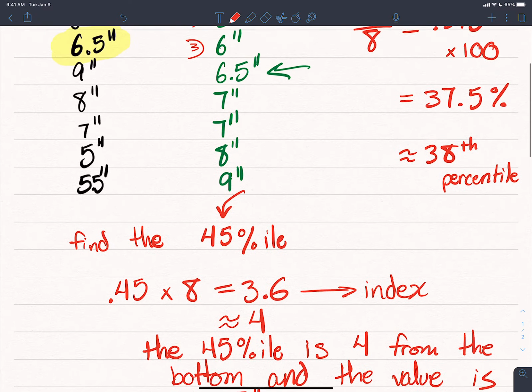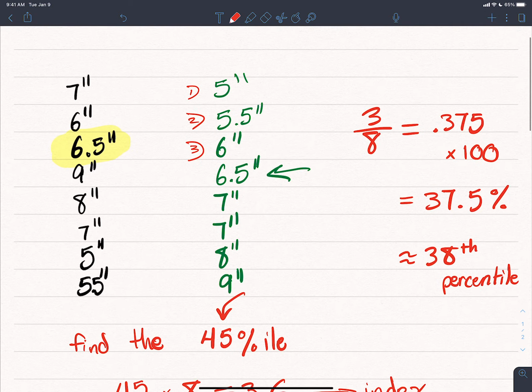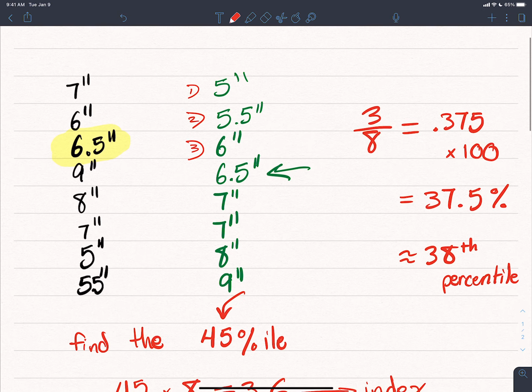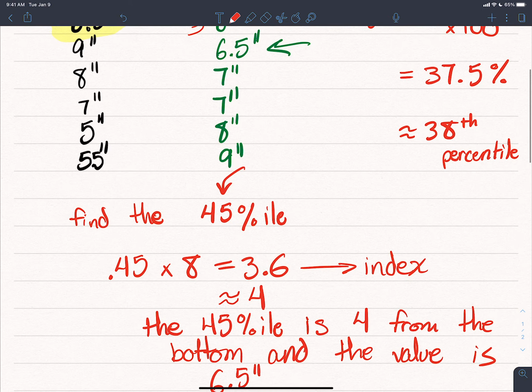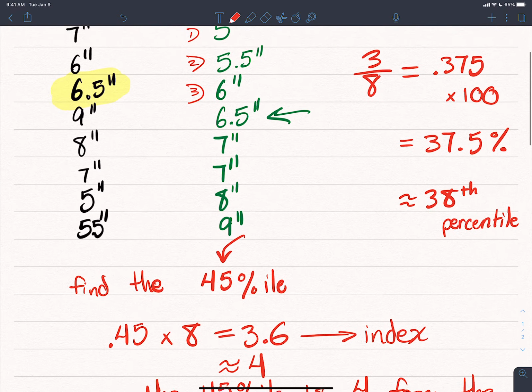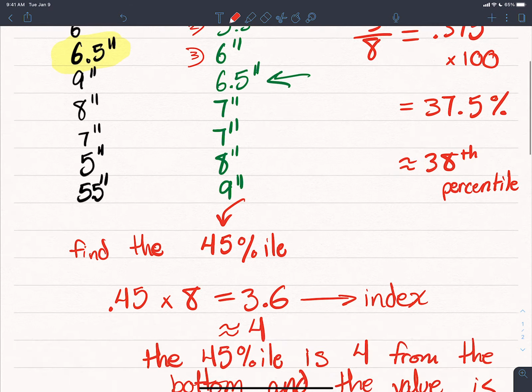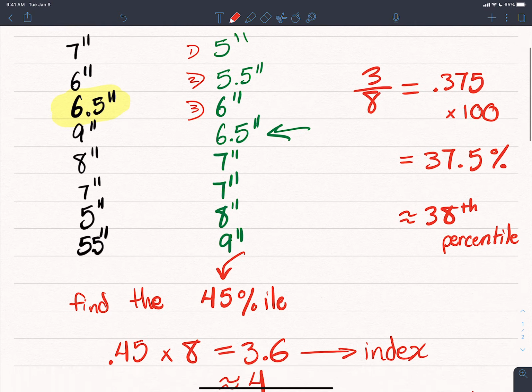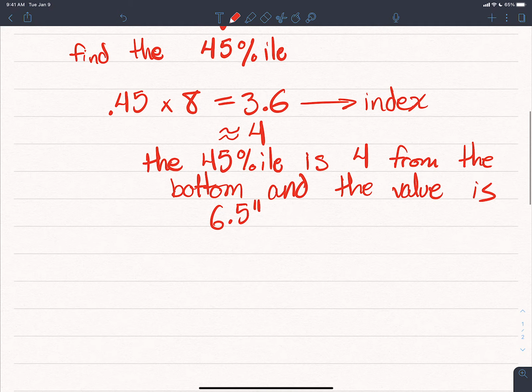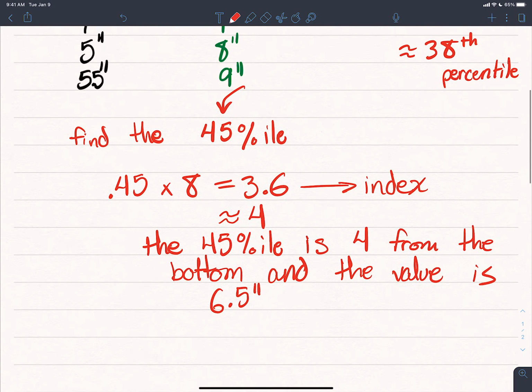Now you may be like, wait a second, I thought we said 6.5 inches was the 38th percentile. The problem is that these percentiles kind of span a range of values. They don't just each get their own individual value. There are not enough numbers for each one to have its own value. We would actually need like 100 different values for each one to have its own value in that way. So it's a range of values. So the 45th percentile also fits for that 6.5.